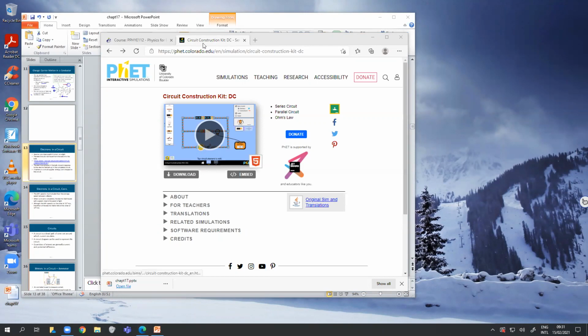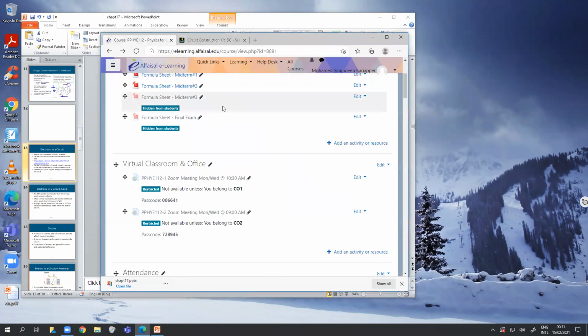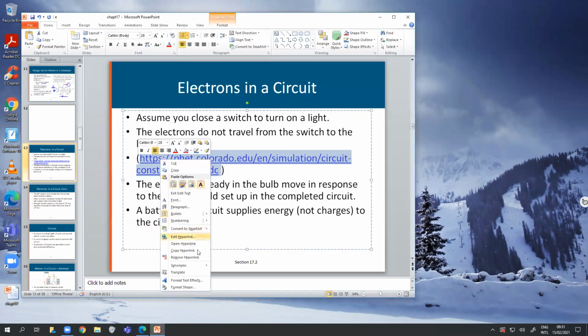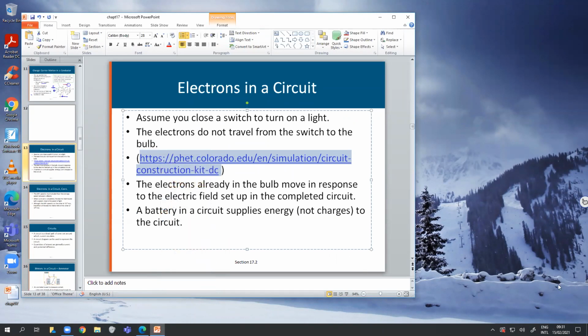You can open the slide, but anyway, let me see if I can copy and paste it. Just give me a second, please. Copy hyperlink. Now I will give it to everyone in the meeting. Oops, why is it not coming? Paste.